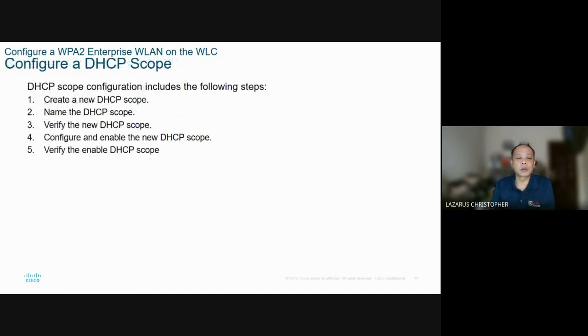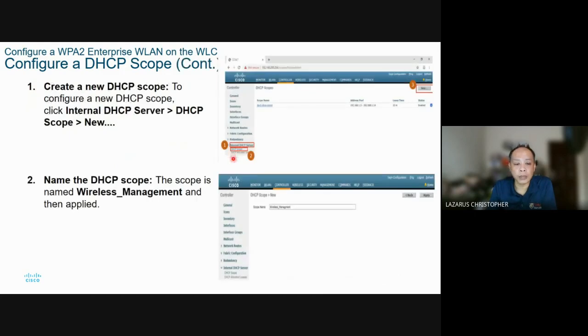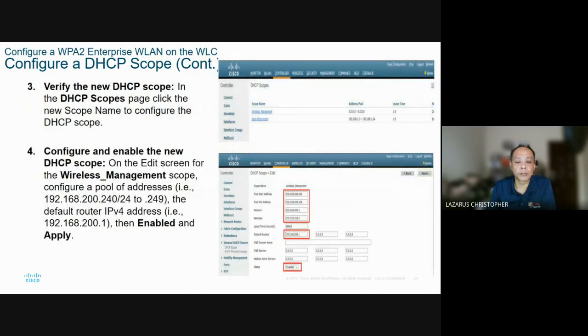So here we configure. The steps are: create a new DHCP scope, which is done at the WLC as well. Name that scope, verify that scope, configure and enable the new DHCP scope, then verify that this DHCP scope is enabled. Right. So again, step by step, on how and where on the interface you need to do that.